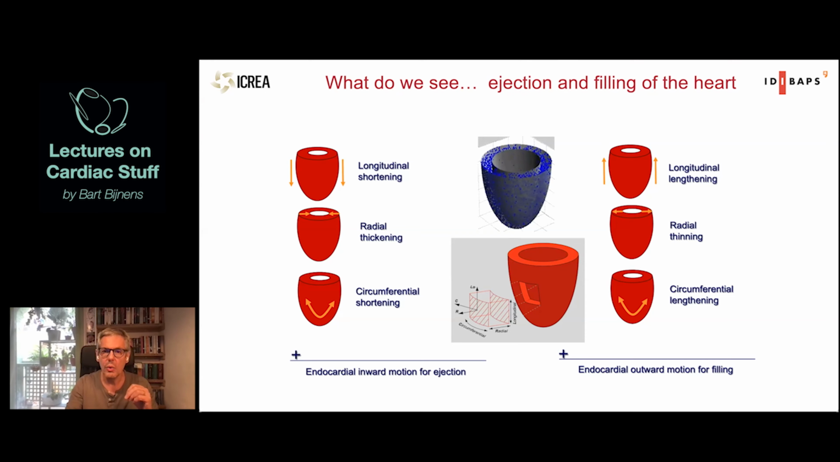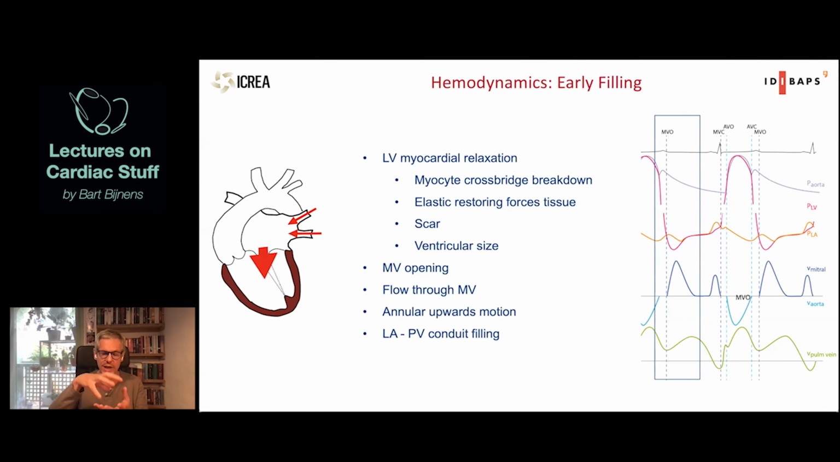So when we now go into a little bit more detail, the first phase of the filling is the early filling. And the early filling is actually a passive filling in some ways, because what happens is we have the elastic recoil of the myocardium that has been compressed during the ejection phase. So it's the elastic components within the myocardium which are important there. As we said before, we have spring-like materials, mainly in the form of titin, which is connecting the different sarcomeres to each other.